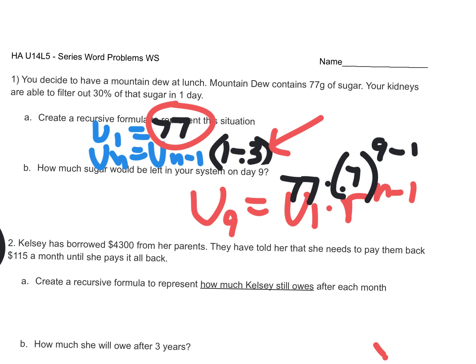I'm going to try that again. 0.7 to the 8th. Right? 0.7 to the 8th. And then times it by 77. 4.43. Anybody got 4.43? Okay, good. All right.